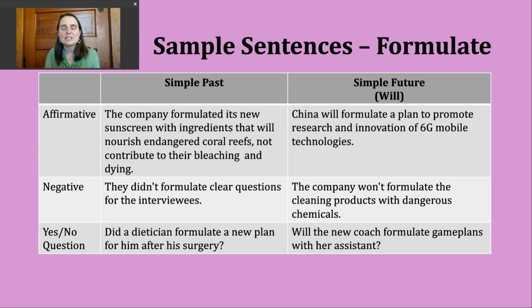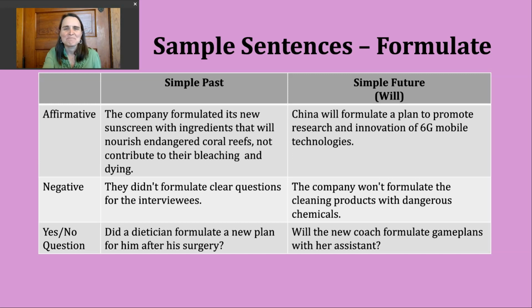Okay. Lastly, let's look at making a yes or no question in the simple future. To do this, I start with will, then I'm going to have my subject, and then the base verb. My last example is, will the new coach formulate game plans with her assistant? Right? So again, we're back to that idea of creating kind of a strategy here. And here we're kind of curious, is this coach going to work with the assistants to make the plan? Or maybe she'll be working individually.